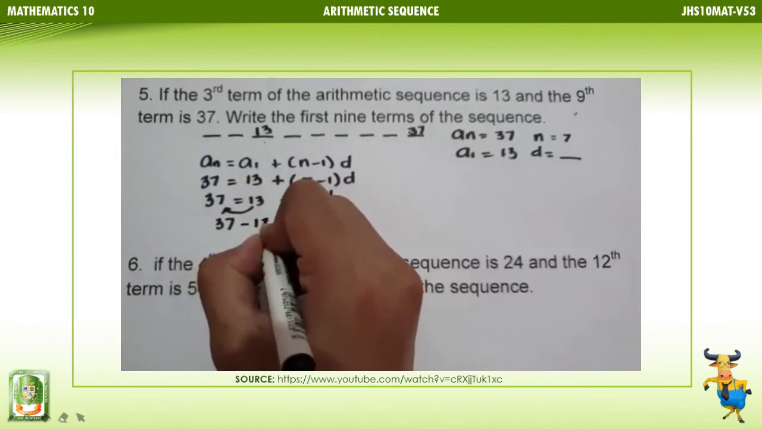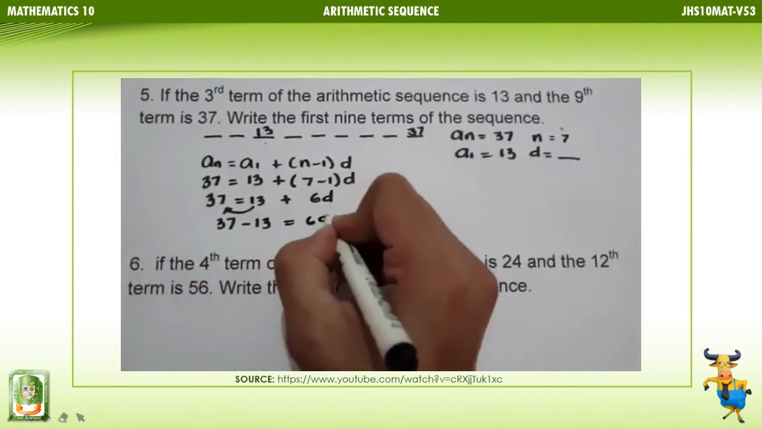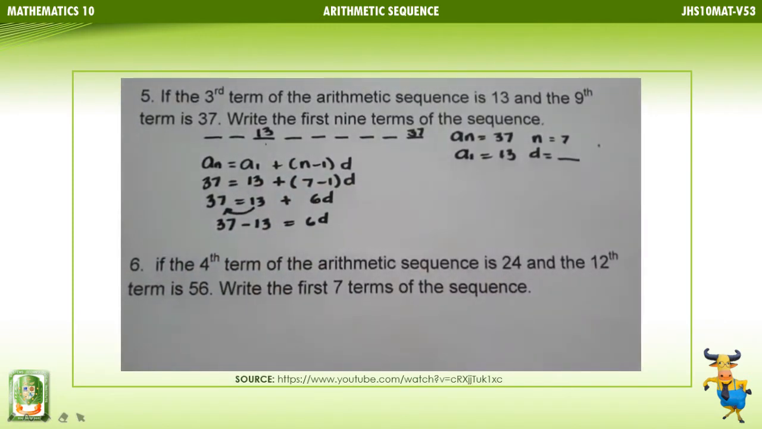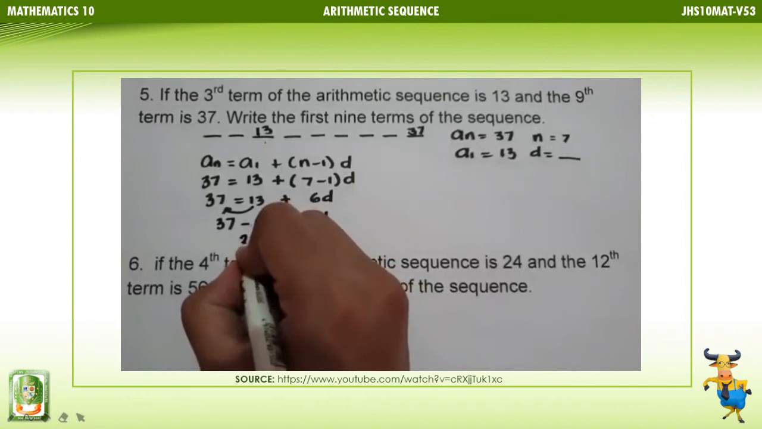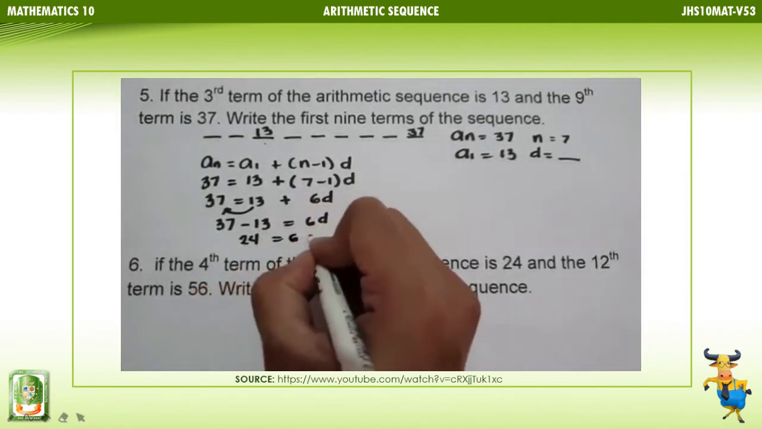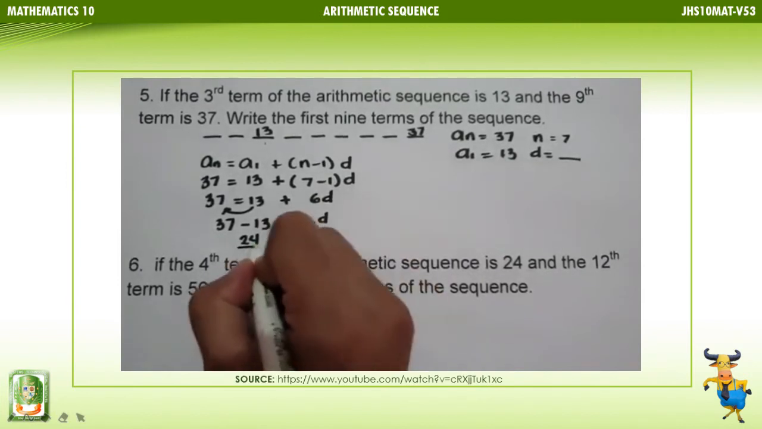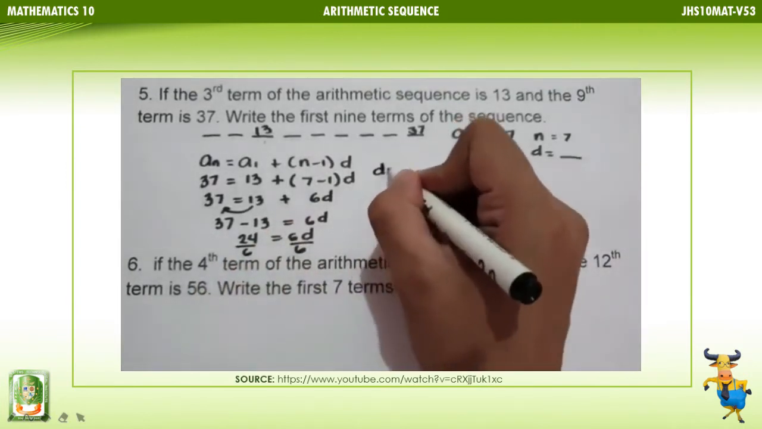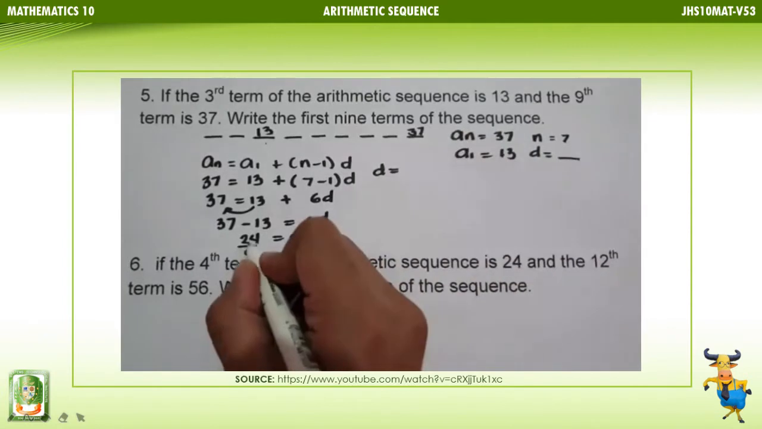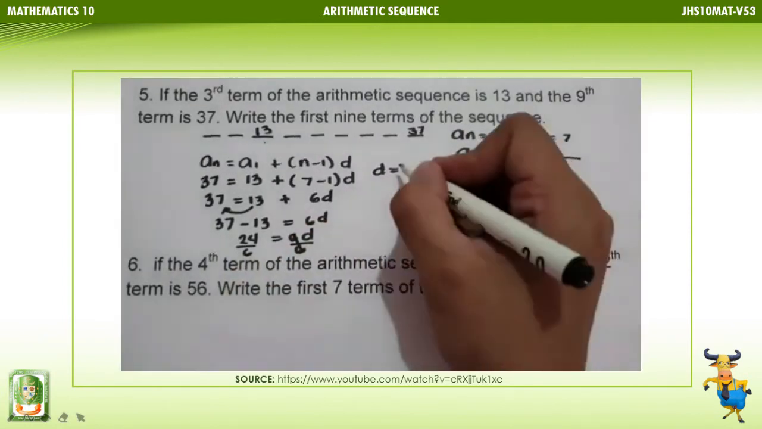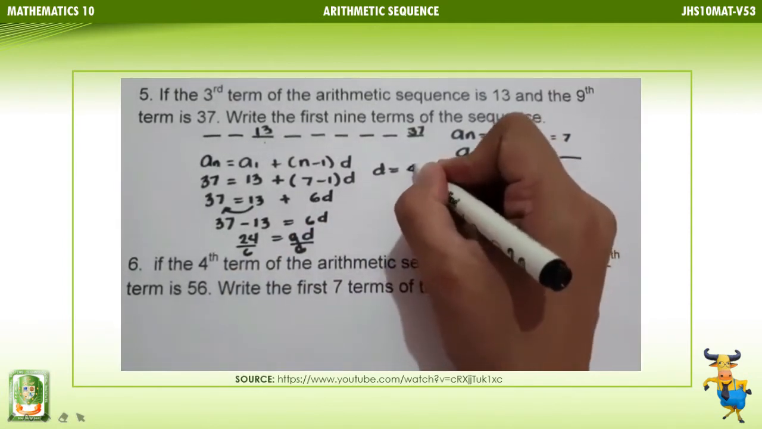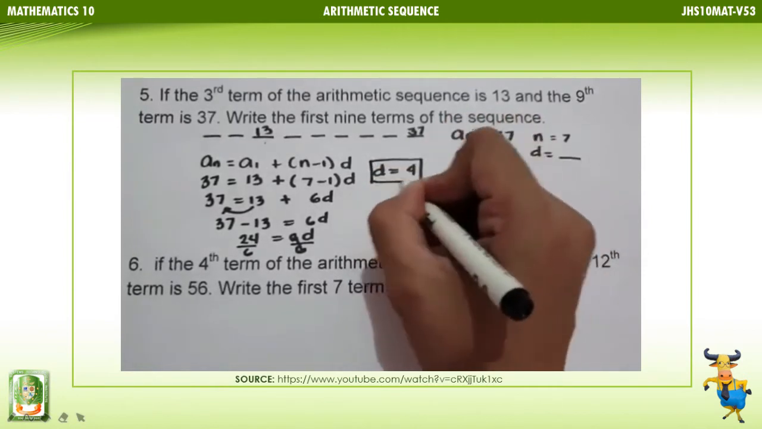37 minus 13 equals 6d. What is 37 minus 13? So we have here 24 equals 6d. So divide both sides by 6. So the common difference is 24 divided by 6, that is 4. So this will be our common difference.